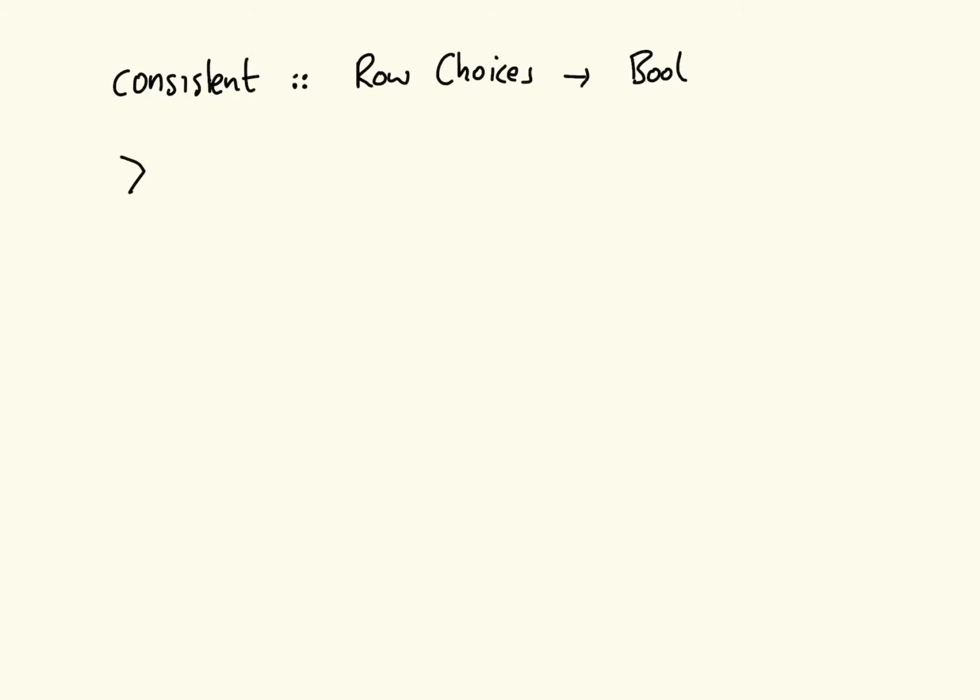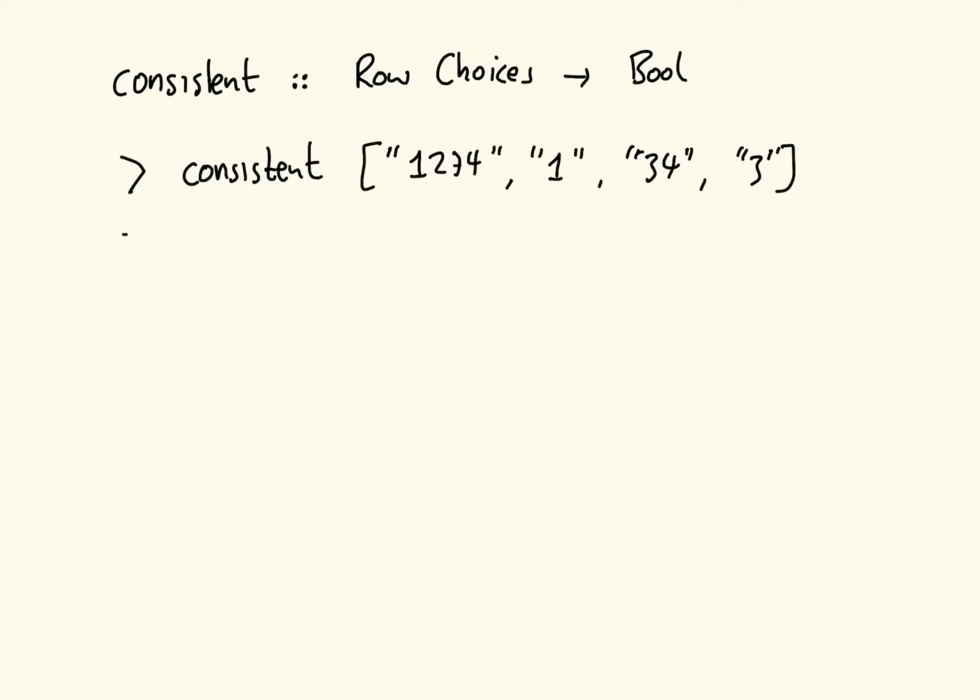So I can give you a little concrete example. If I say consistent, start up GHC, and say, suppose we've got 1, 2, 3, 4 in the first box, and then we've got a 1, that's a single entry, and then we've got a 3 and a 4, and then we've got a 3. So that would be consistent because there's no duplicate single entries. We do have 2 single entries here, a 1 and a 3, but these are different. So this is consistent.